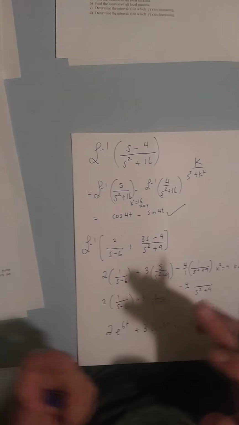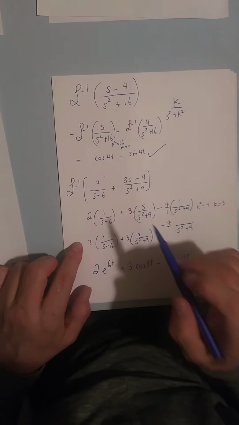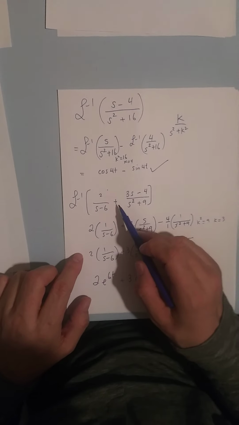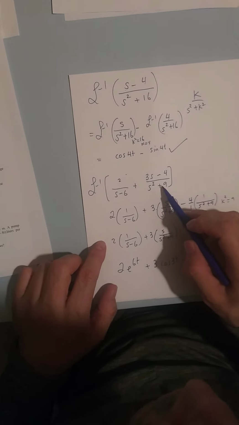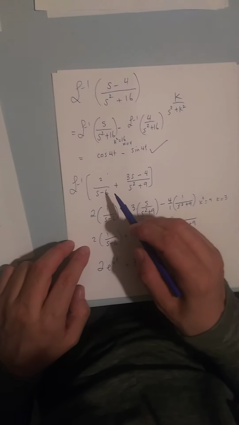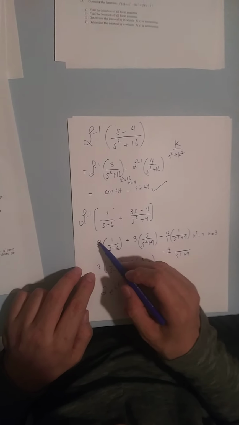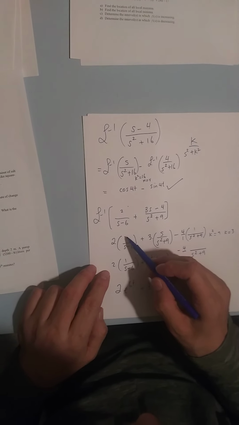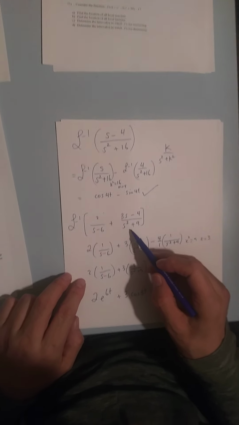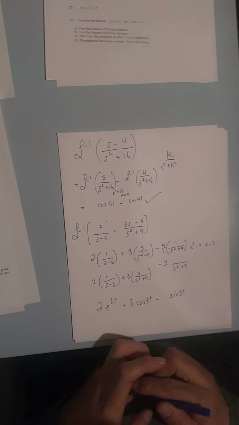What if the numbers didn't work out? If they didn't work out, then we have to make them. This is what we do. Here's an example: the inverse transform of 2 over s minus 6 plus (3s minus 4) over s squared plus 9. Here I'm going to take the 2 outside, so this will be 2 times 1 over s minus 6, plus 3 times s over s squared plus 9, minus 4 over 1 times 1 over s squared plus 9.